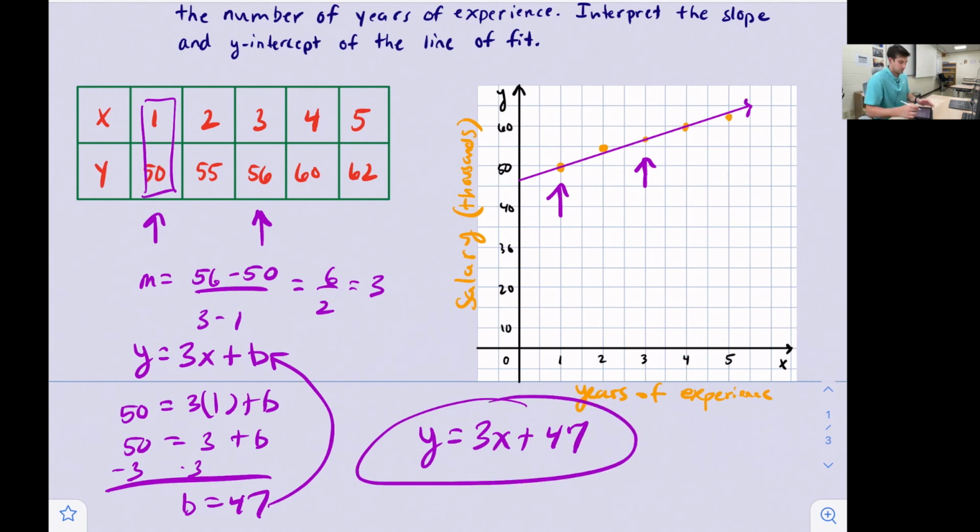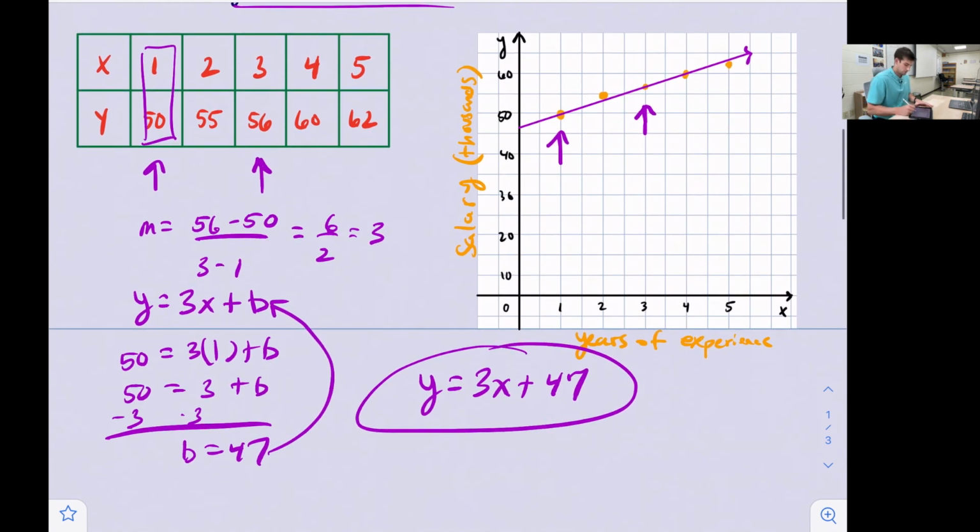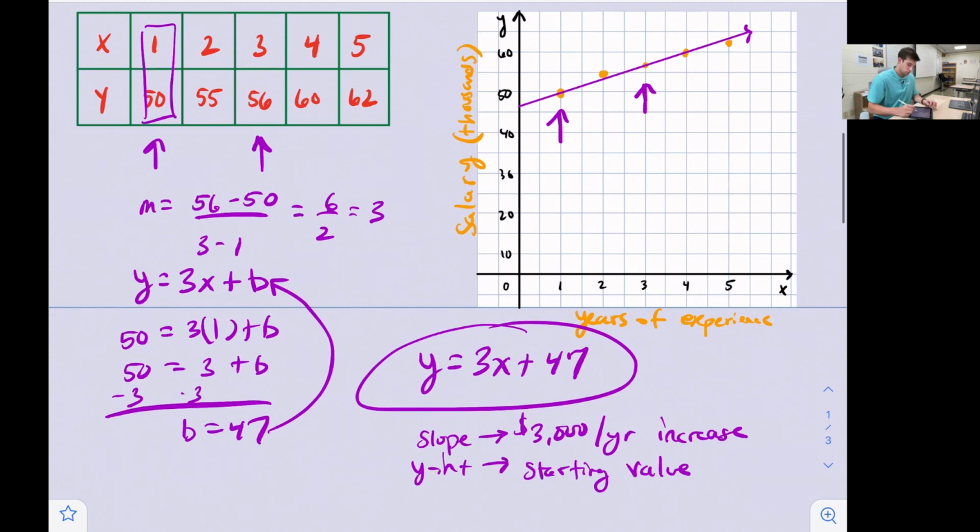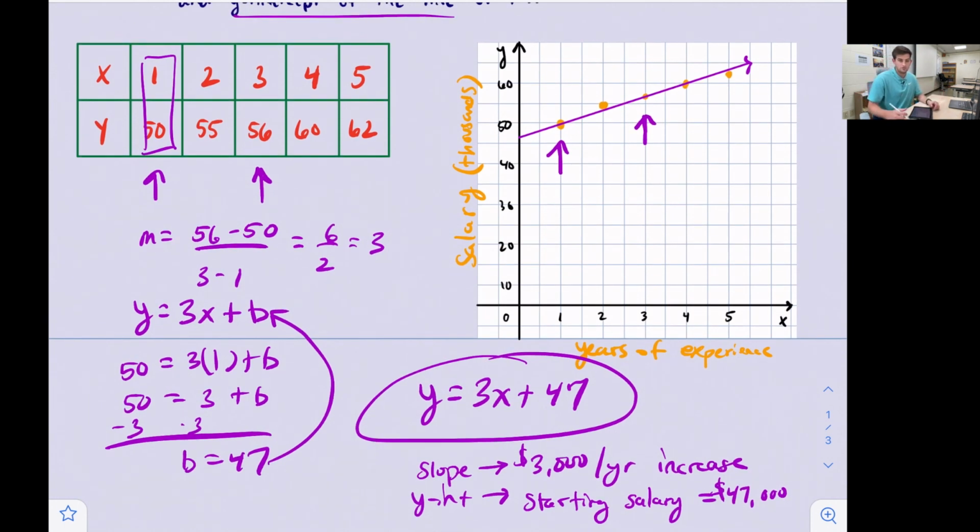Okay, so now we can interpret the slope and the y-intercept of our line of best fit. Our slope is 3, which means for every year of experience, our salary increases by about $3,000, right? Our y-intercept is 47, and the y-intercept is kind of like a starting value or initial value, or let's say starting salary, would be about $47,000, okay? And that is how you draw a line of best fit.